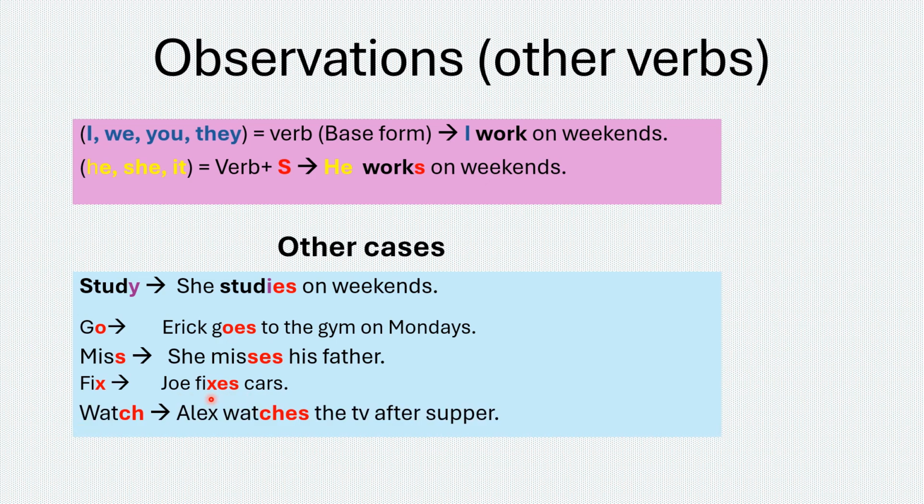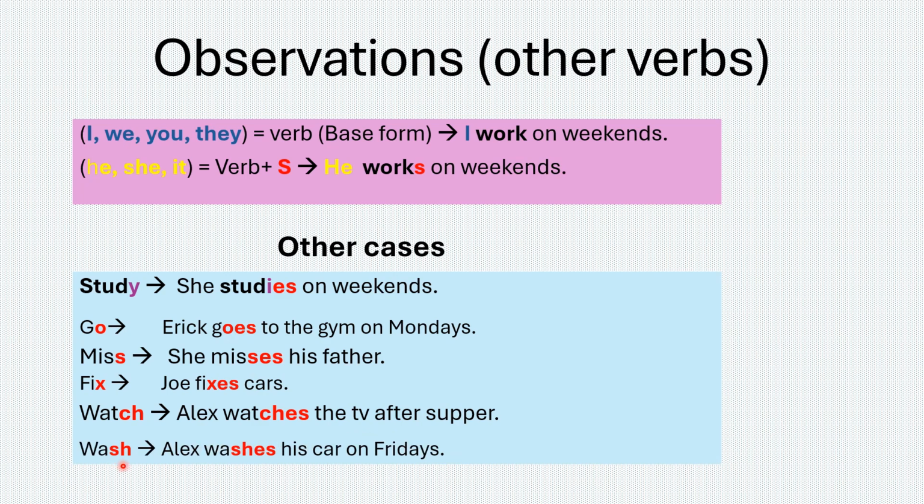When we have a ch at the end of the verb, we also add an es. For example, Alex watches the TV after supper. If a verb ends in sh at the end, we also add an es. For example, Alex washes his car on Fridays.